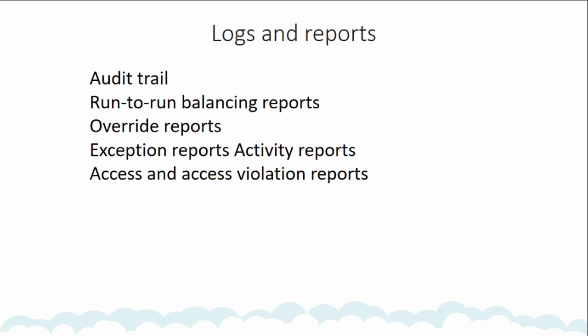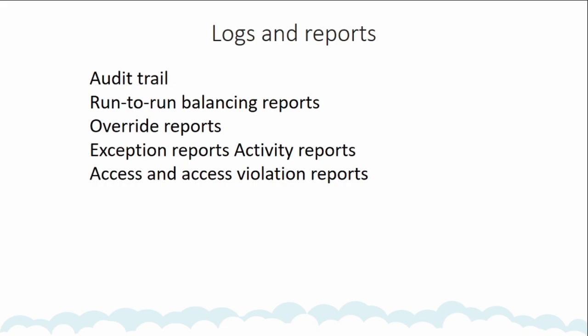Run-to-run balancing reports are reports that provide evidence on how opening balances became closing balances. So what transactions have taken place in order to create the closing balance. Override reports list all times that the system controls were overridden, and more importantly, isolate the responsibility of who overrode the controls. Exception reports, as mentioned previously, have a list of activities or conditions that took place during processing. They can also indicate when there are errors that have taken place.